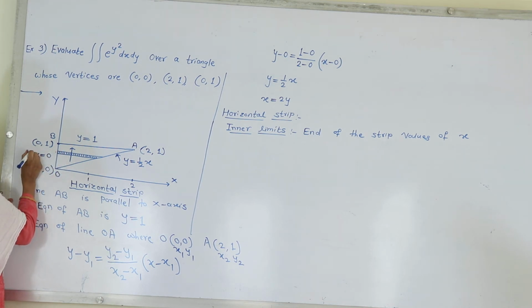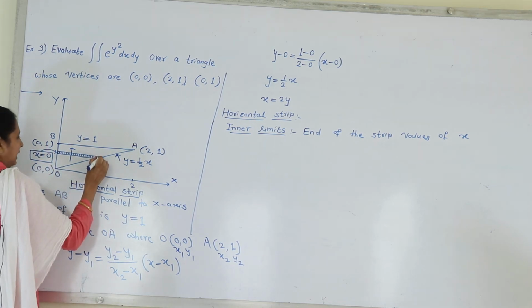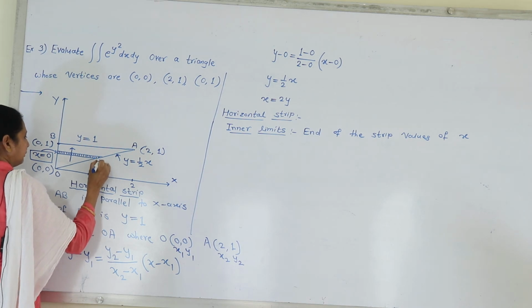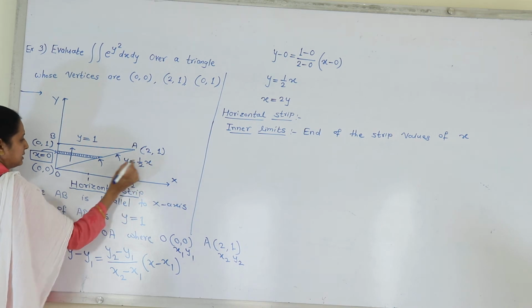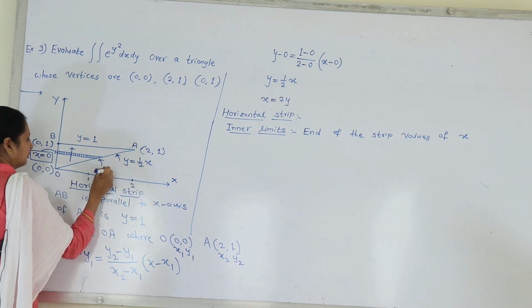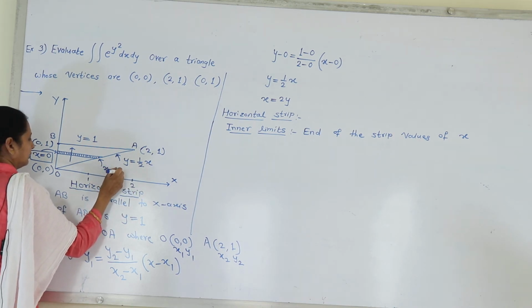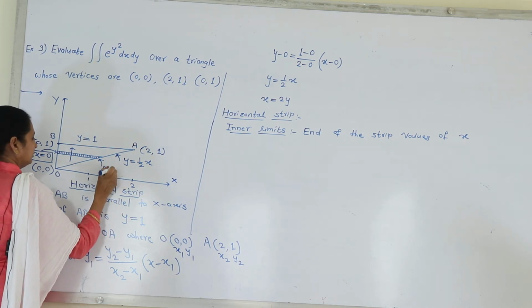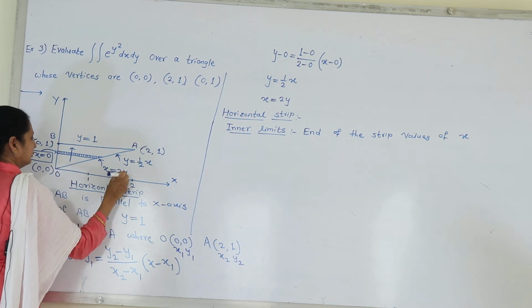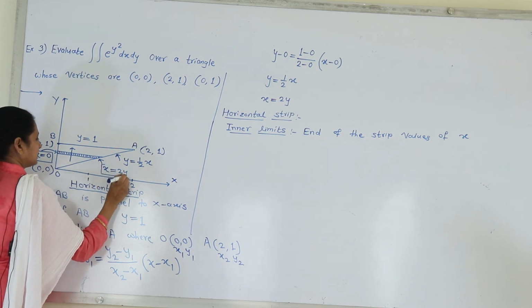First end of the strip, value of x is 0. Second end of the strip, value of x: y is equal to 1/2 x, then x is equal to 2y. Value of x.